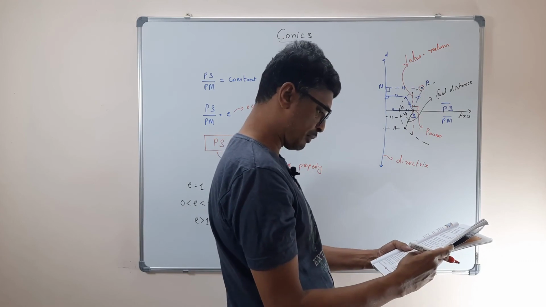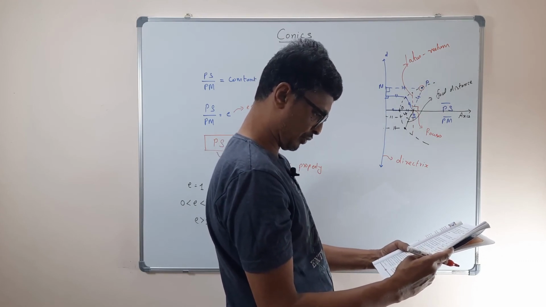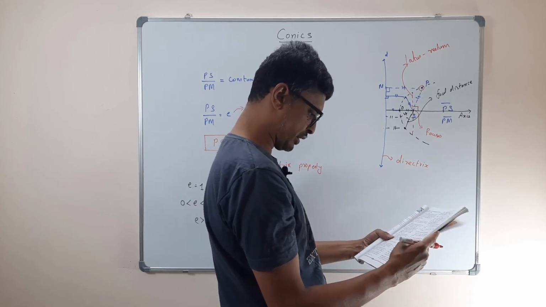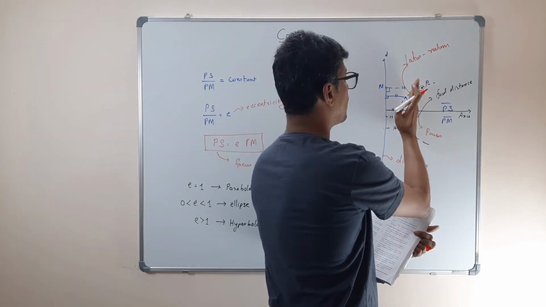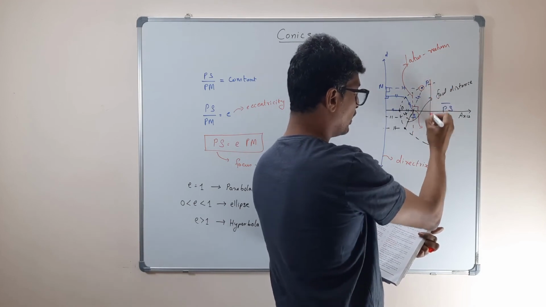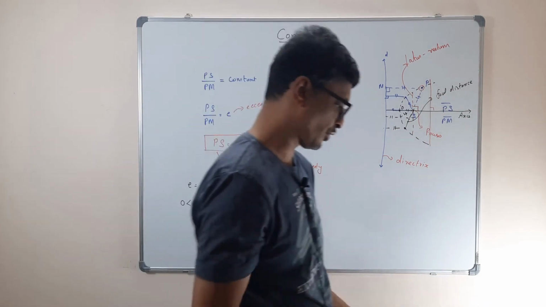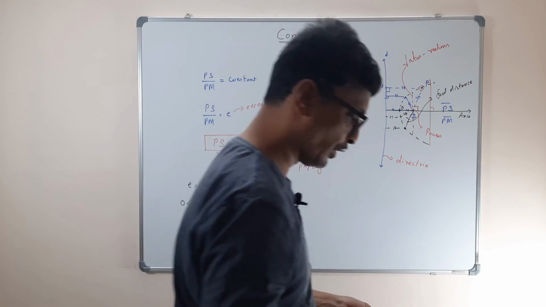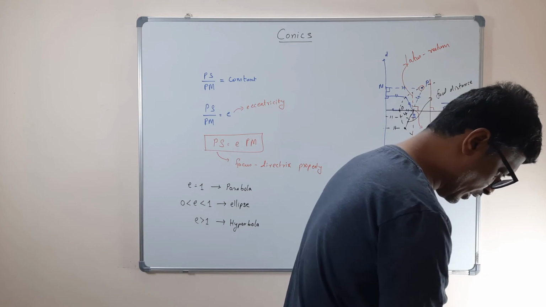Then the last one is a double ordinate. Take a chord passing through any point on the conic and perpendicular to the axis. That is what you call your double ordinate. So these are all the useful terms in conic sections.